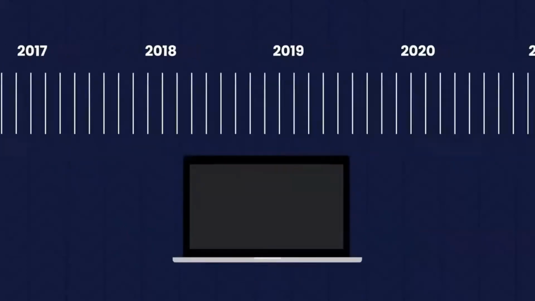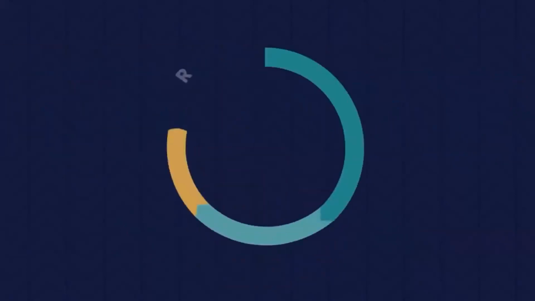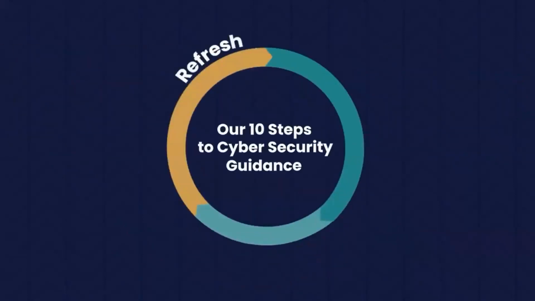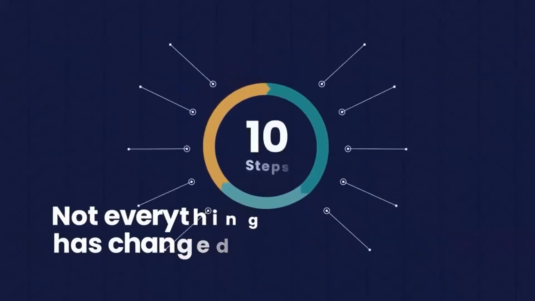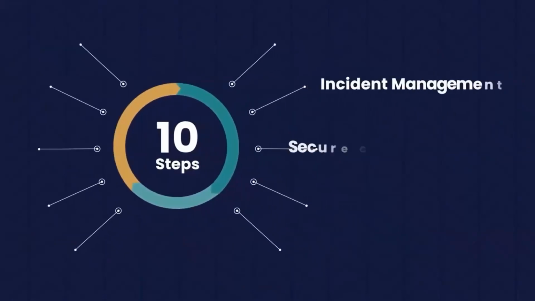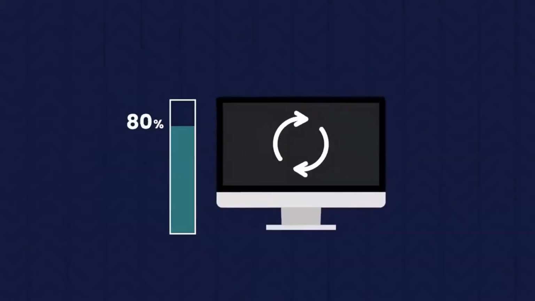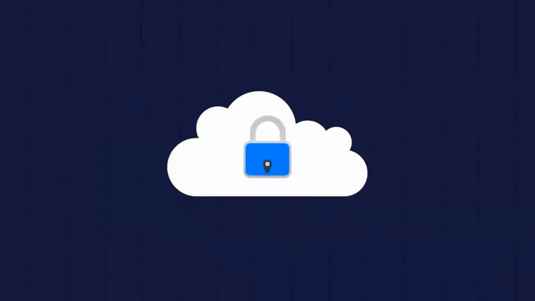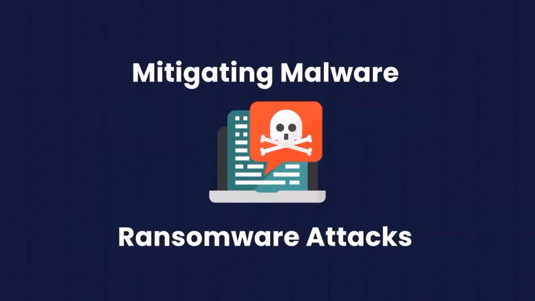Our understanding of changes to both technology and people has continued to evolve over the last 9 years, so we felt it was a good time to refresh our 10 Steps to Cybersecurity Guidance to ensure it remains relevant ahead of its 10th anniversary. Not everything has changed. There are still 10 steps, and we still cover familiar topics such as incident management and secure configuration. But we have updated these in line with changes to more recent guidance, including the cloud security principles and guidance on mitigating malware and ransomware attacks.